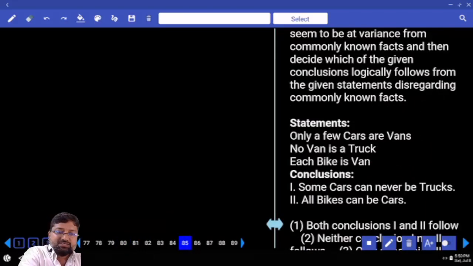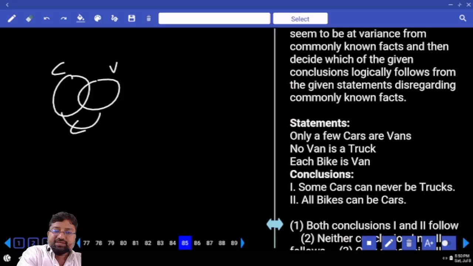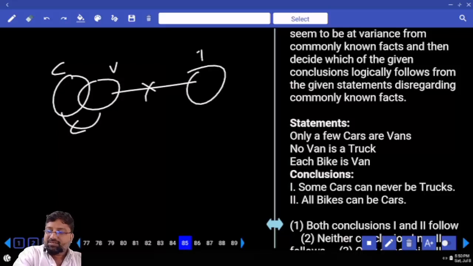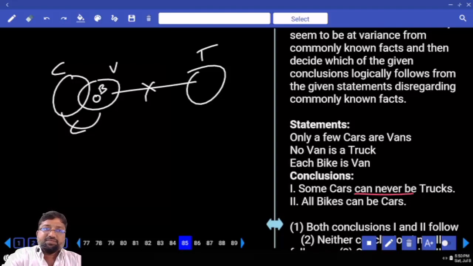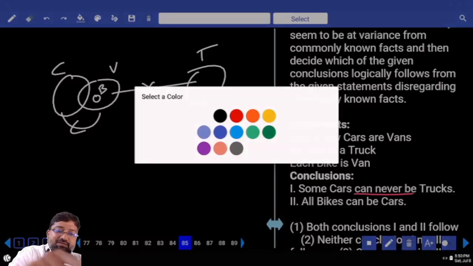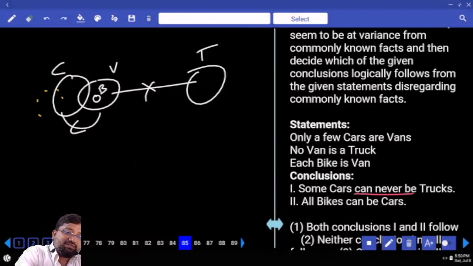Only a few cars are vans. Car, van. Next, no van is a truck. Each bike is a van and all bikes are vans. Done. First one, some cars can never be trucks. What do you mean by can never be? It is not a possibility. Some cars being trucks. Can some trucks go and touch cars like this?